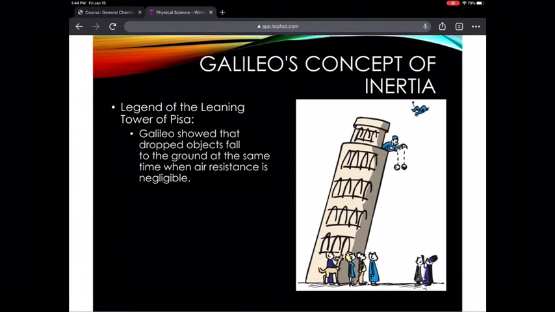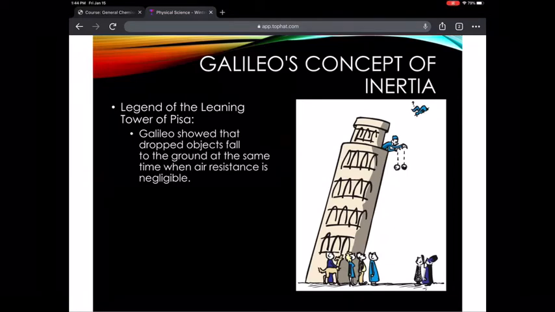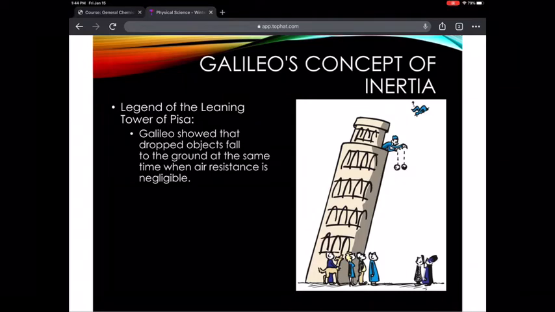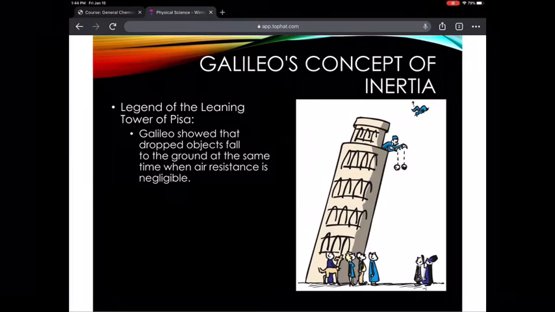So anyway, Galileo wanted to prove Aristotle wrong in some other ways, and he climbed to the top of the Leaning Tower of Pisa, and he had a small object and a big object, like a big rock and a pebble. And he showed that Aristotle's understanding of motion was incorrect. He dropped the two balls at the very same moment, and they fell to the ground at the same time.